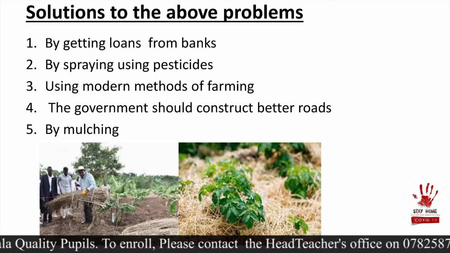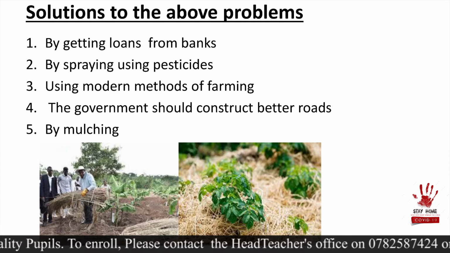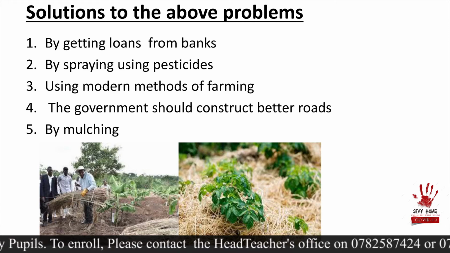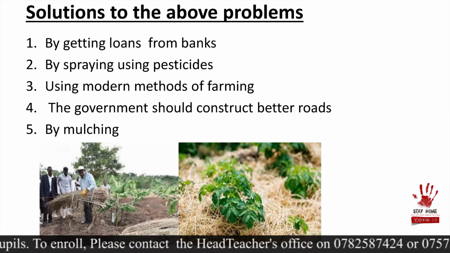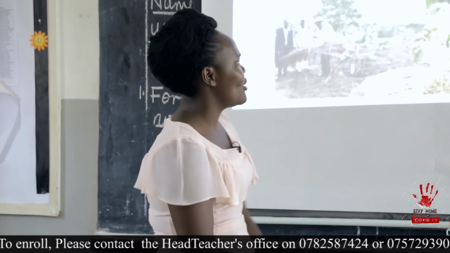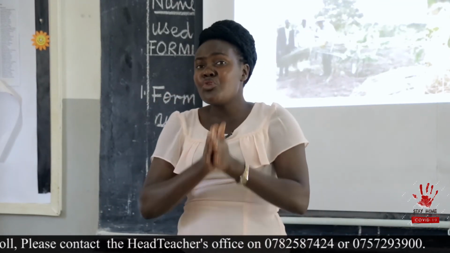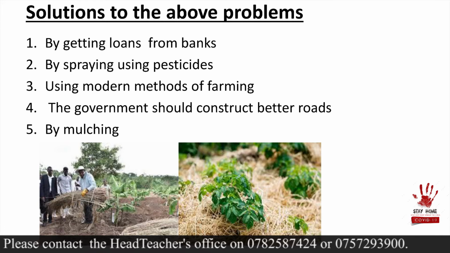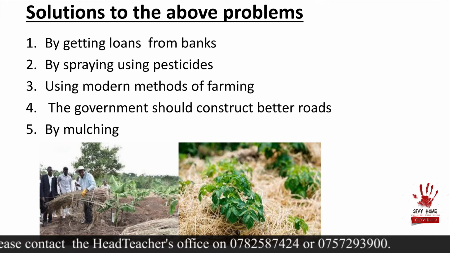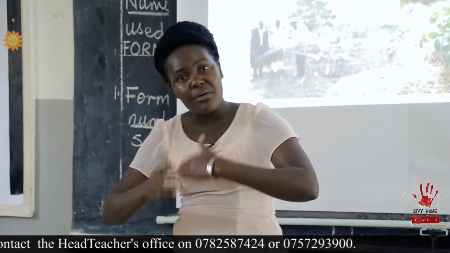You'll find that you are benefiting from your garden or your business of farming. Another one is, we looked at poor transport. The roads are poor. What can we do about that? Sometimes it is beyond us. We don't have money to work on the roads. Let us take this one back to the government. The government should also come in to construct better roads, because we need the farmers. You find that everything we do rotates on farming, on agriculture. So the government should construct better roads.